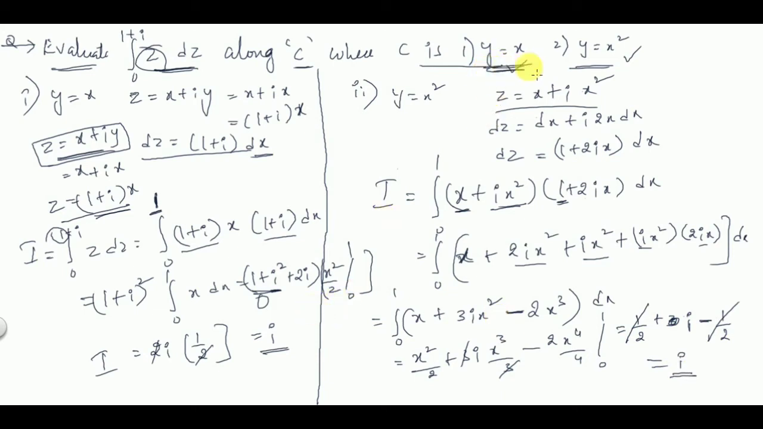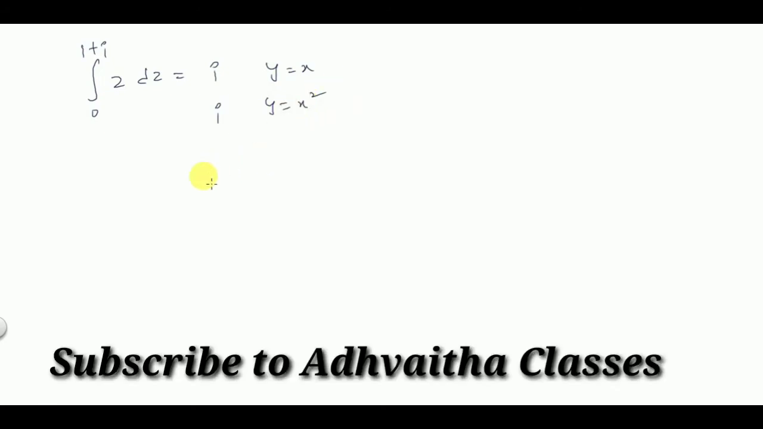Okay, so for y is equal to x, you are getting the value of this integral as i, and for y is equal to x square also you are getting the value i. Why is this happening? I'll take one more slide and I'll tell you. So we have the integral from 0 to 1 plus i of z dz equal to i for the path y is equal to x, and similarly i for the path y is equal to x square also.